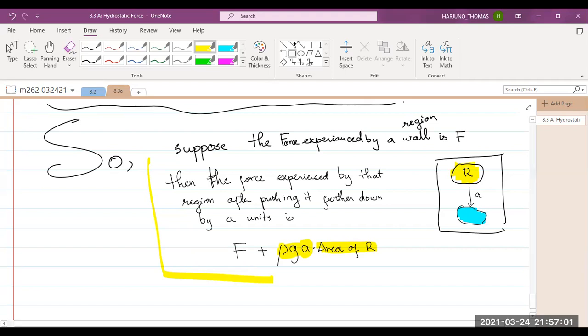Okay, let me stop here. I believe you have the suggested homework from this. On Monday, I will do the second part of 8.3. And maybe after that, I go on to chapter 10.